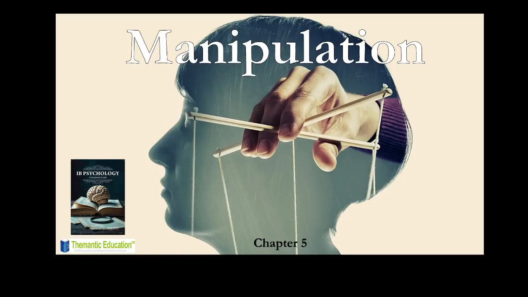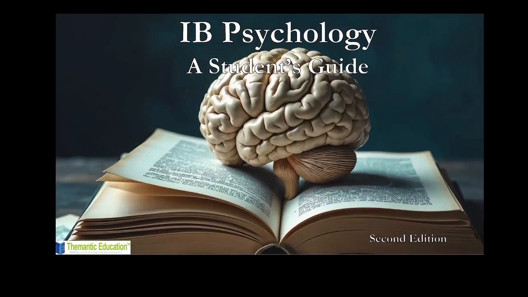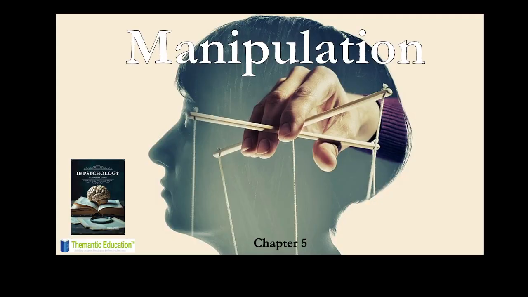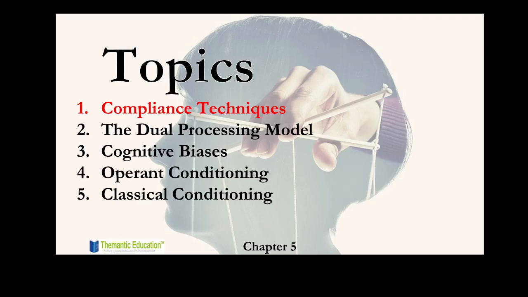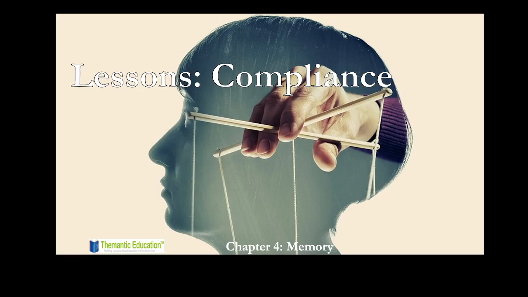And welcome to Chapter 5, Manipulation Lesson Plans. So this is the Unit 5 that goes with IB Psychology, a Student's Guide, the second edition. So we've got 6 topics to cover: compliance, dual processing, cognitive biases, operant conditioning, classical conditioning, and social learning theory. And there's a bonus lesson in there to review the unit before your assessments if you want to.